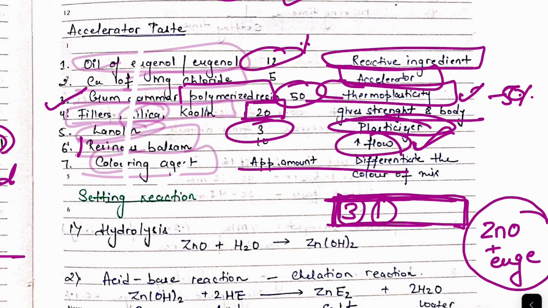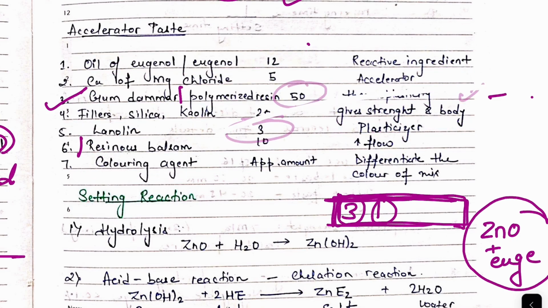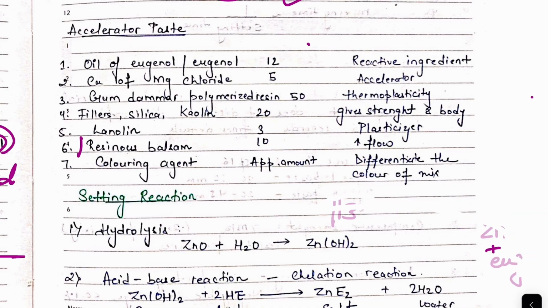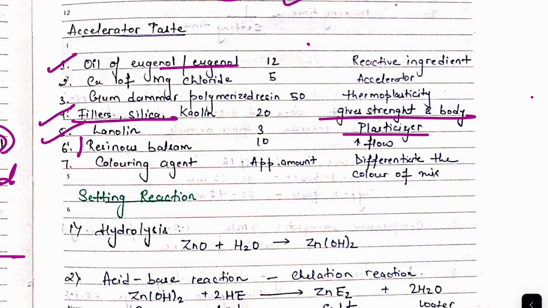So remember, we have seven compounds. So the base paste is easy to remember, right? We have only three compounds. But in the accelerator paste, we have seven compounds, and if you go over it again, first we have obviously the major compound, the basic, that is the eugenol. Then we will always have a plasticizer. So in this case, the plasticizer is lanolin. We will always have fillers. So the filler is silica, and it gives strength and body.